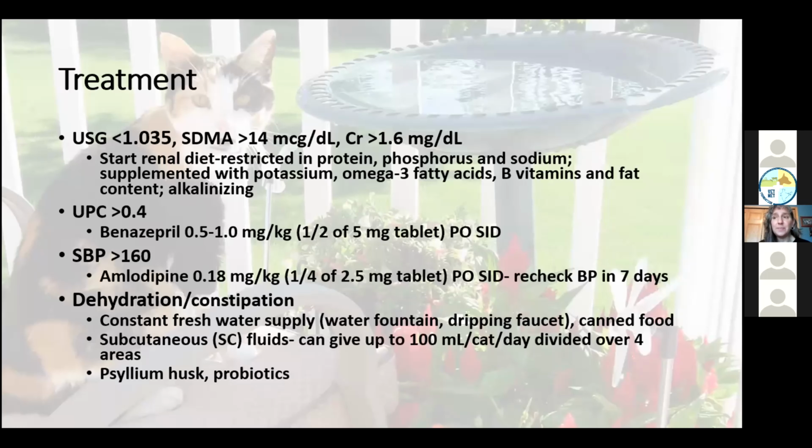If a cat is becoming constipated, that is a sign of dehydration, or sometimes their appetite can drop off. All of these things the owner can be monitoring. And then you can also give psyllium husk and probiotics to help with constipation as well.